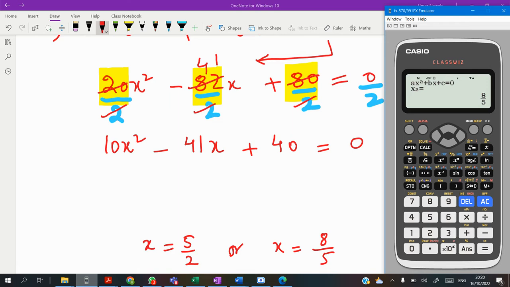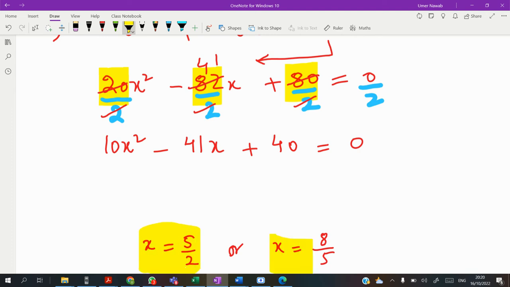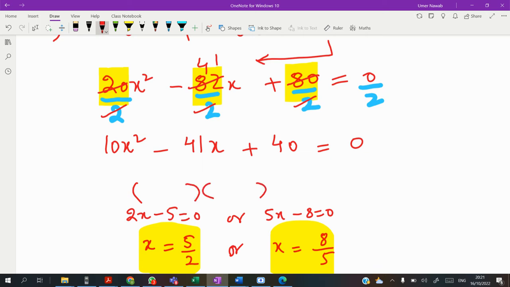Yep, 8 over 5. Now the time has come to convert these two roots into factor form. So cross multiplication, 2x and 5 shifted to the left, 2x minus 5 is equal to 0. Same thing applies here, 5x minus 8 is equal to 0. Now I write the two factors in a product form, 2x minus 5 and then 5x minus 8 is equal to 0. If you really want to multiply these two linear factors, you can do that.